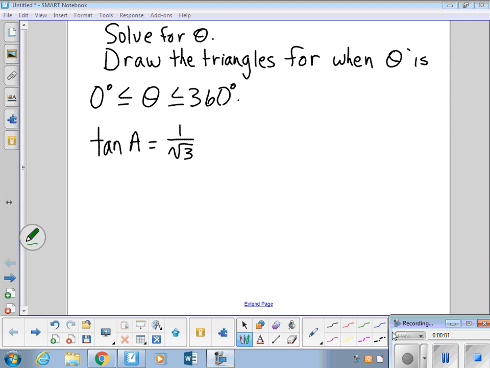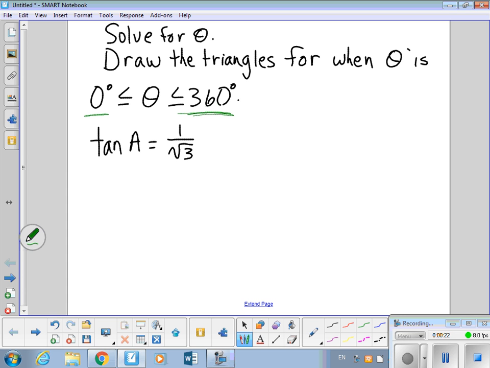Okay, so here's a question. It asks us to solve for theta. And it also then asks us to draw the triangles for theta when we have theta between 0 and 360 degrees. So what I'm doing is I'm choosing this example so that you can try on the journal again. So tan A equals 1 over square root of 3.